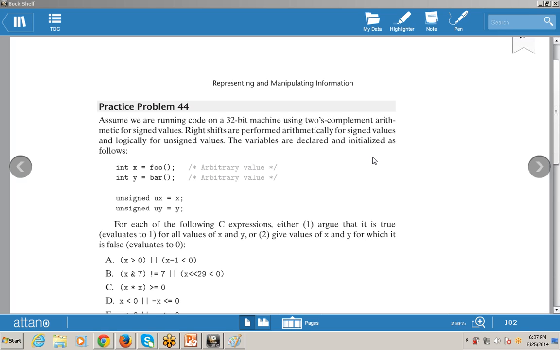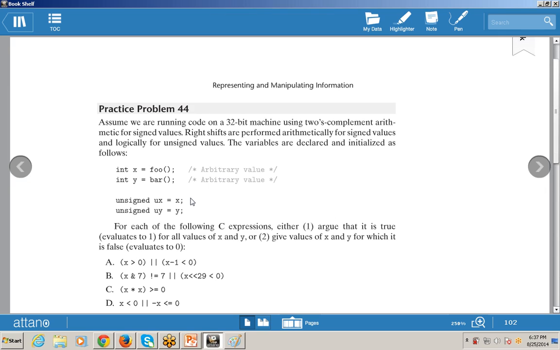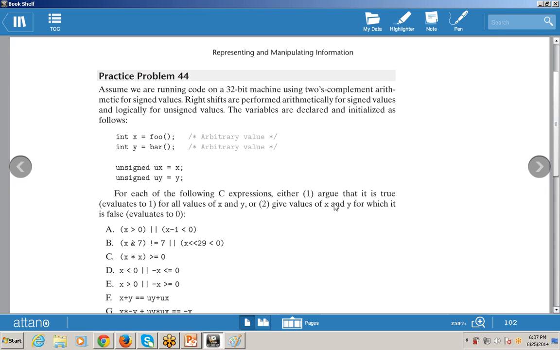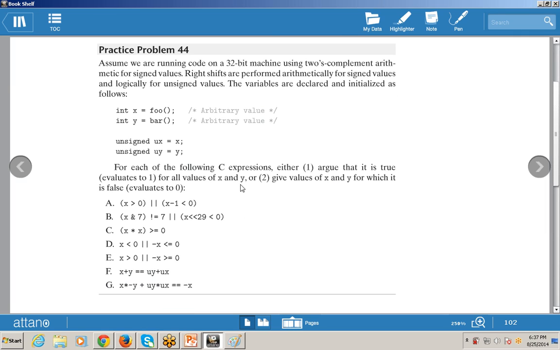The variables are declared and initialized as follows. This is how we can declare the variables: int x equals foo, int y equals bar, unsigned ux equals x, unsigned uy equals y. For each of the following expressions, either argue that it is true for all values, or give values of x and y for which it is false.